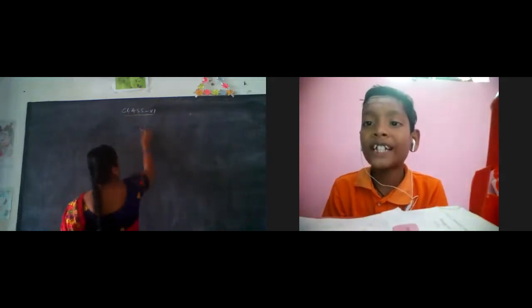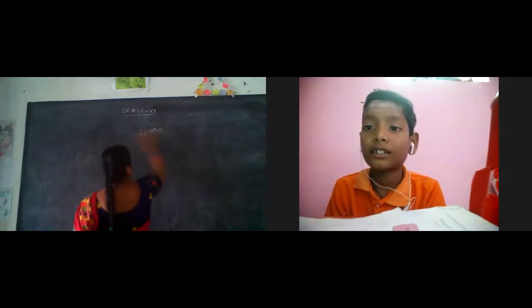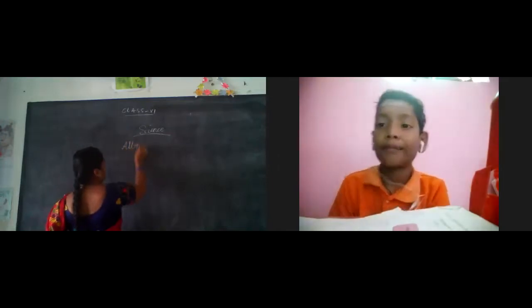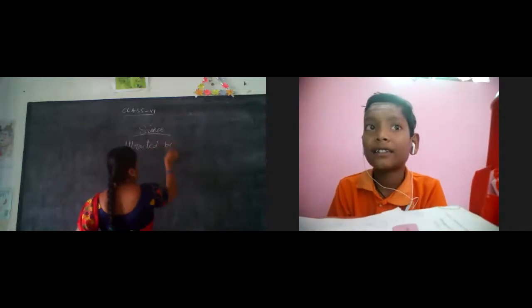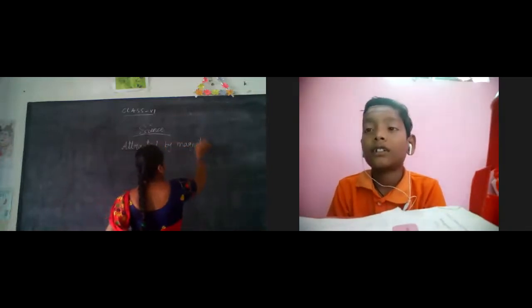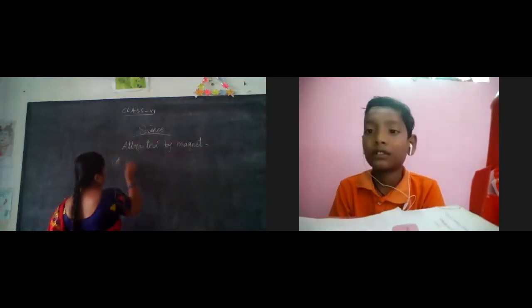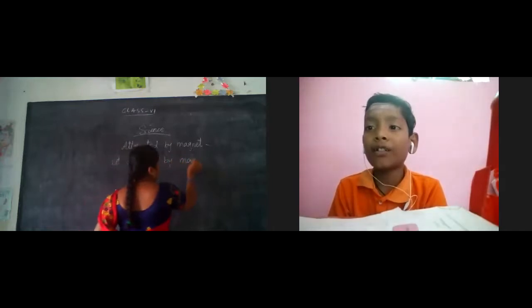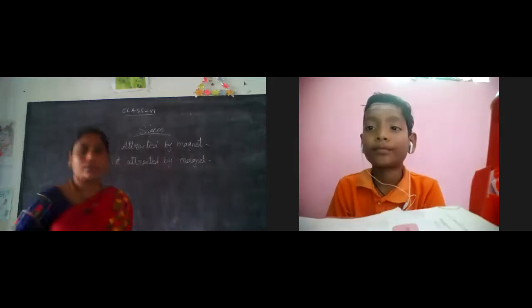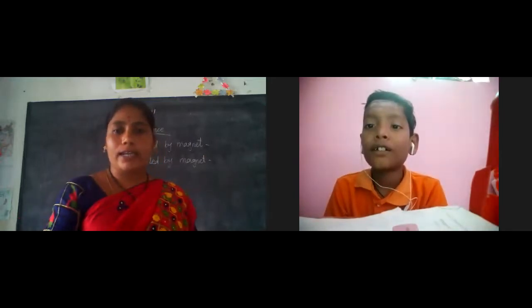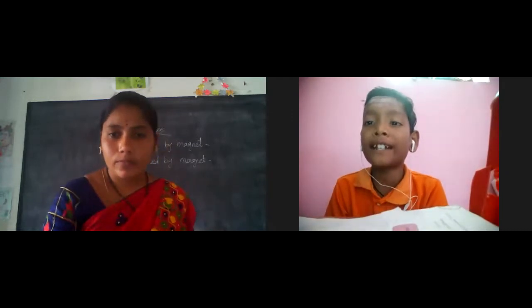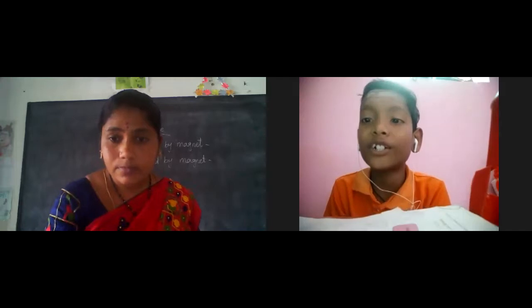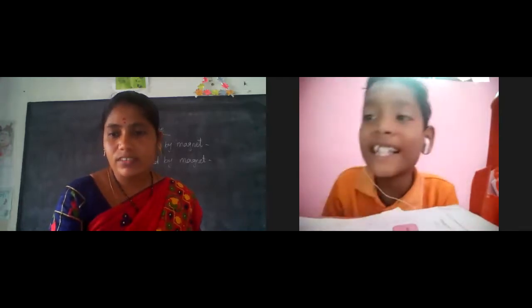Teacher, attracted by magnet, iron. Not attracted by magnet, teacher, wood. Give one example of each. Tell me one example attracted by a magnet. Tell another example not attracted by a magnet. Teacher, not attracted by magnet, wood. Wood, teacher. Your voice, wood, is clear to me.